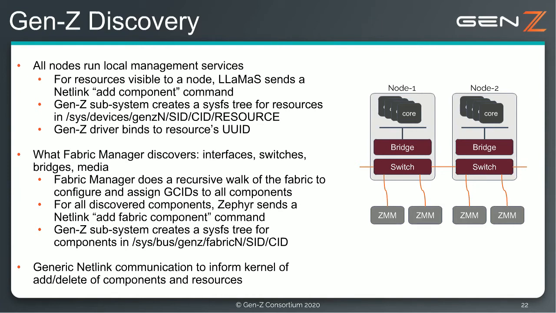And it does that by doing a recursive walk of the fabric to configure and assign component IDs to all the components that it finds, and sending into the kernel a netlink command again, which says that I've discovered a fabric component, here's where it is. And that causes the subsystem to create more entries in the sysfs file system for discovered components so that the fabric manager has access to the control space.